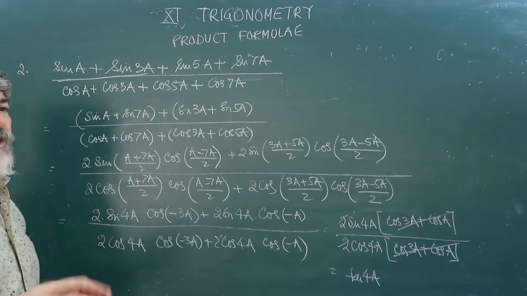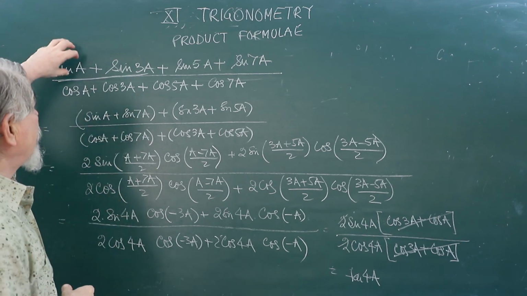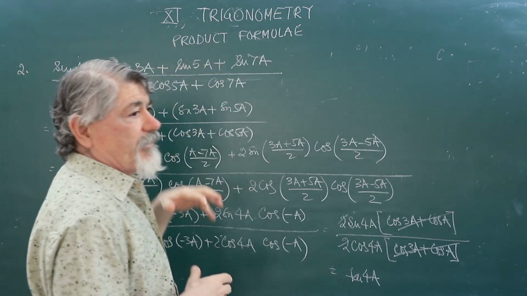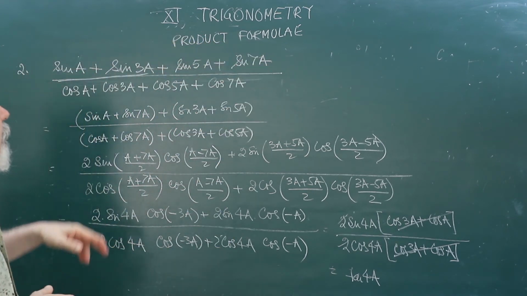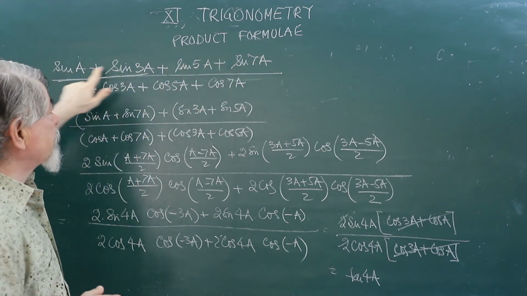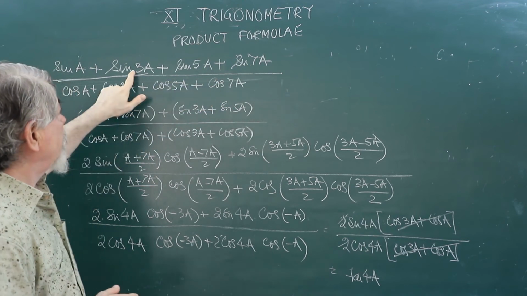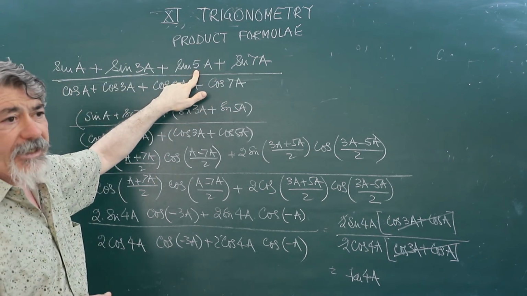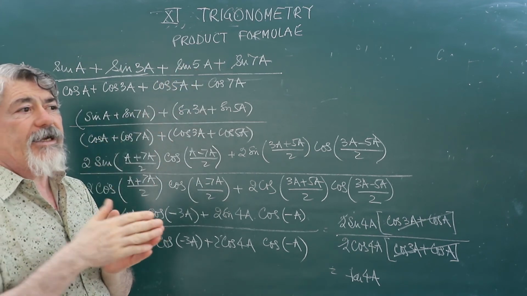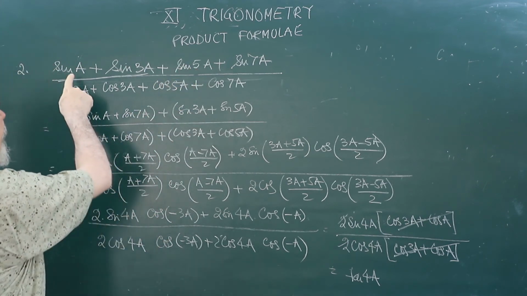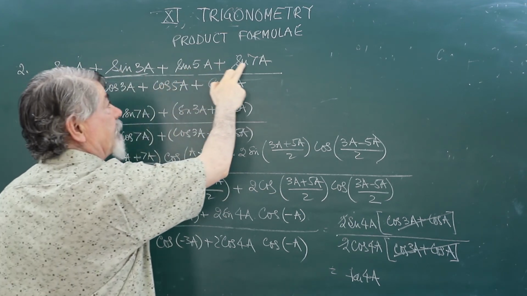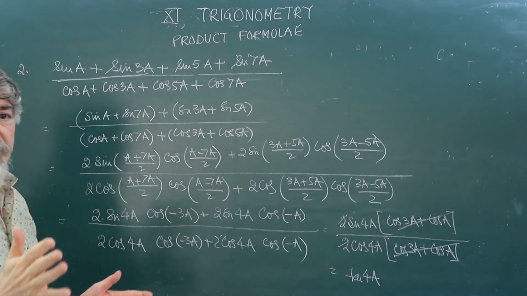But the question is choice. How do I make the choice of which terms to combine among sin A, sin 3A, sin 5A, sin 7A? Look here, A plus 7A will give me 8A. 3A plus 5A will give me 8A. So I should choose the combination where, when we add, we get the same result. Like if I add A plus 3A, I'll get 4A. If I add 5A plus 7A, I'll get 12A. So there is no point.